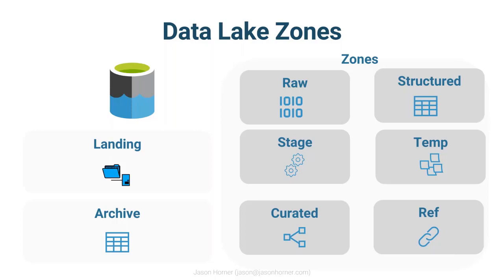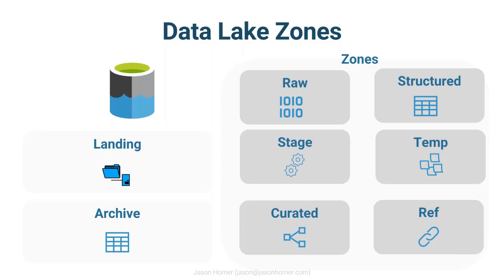It's very similar to stage, but the intent there is a little different. Ref would be an area where, let's say, I get yearly or monthly updates from a data source that doesn't change very often. It could be a date table, a list of cities or states, or a list of stores. This would traditionally be where I'd put my master data, right? So I could put that in the ref zone.